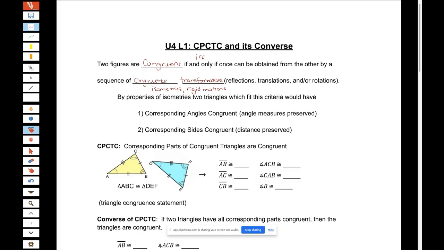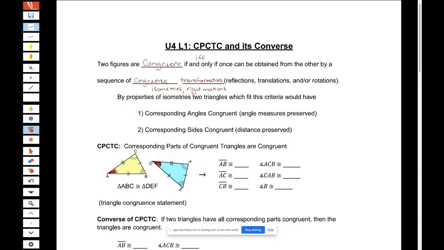So for instance, because A is written first and D is written first, that means angle A is congruent to angle D because they are both written first. B and E are second, which is why angle B is marked congruent to angle E. C and F are last. Angle C is congruent to angle F. So we can say that because the triangles are congruent, all their corresponding matching angles are congruent.